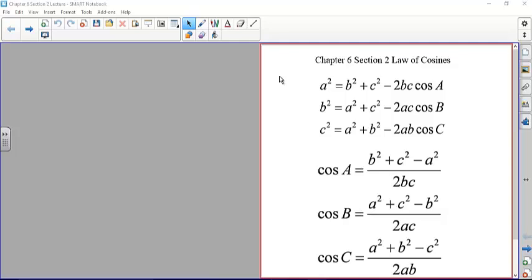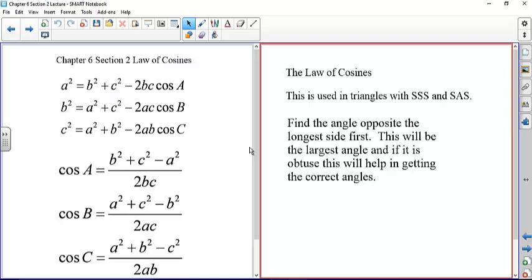Okay, so this is section 6.2, law of cosines. So we have six equations, and these six equations apply to two cases that we can't solve using the law of sines. They are the case where you're given all three side lengths and you're asked to find all three angles, or side angle side, where you're given two sides and the included angle between the two sides. The side side angle case was the one that we did with law of sines.